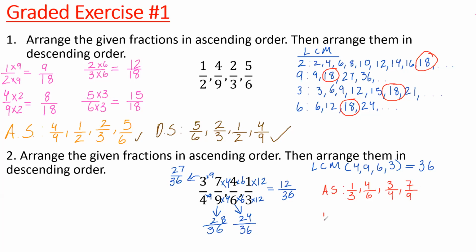And then descending order would be what? I get 7 over 9, then 3 over 4, then 4 over 6, and then 1 over 3. Very good.